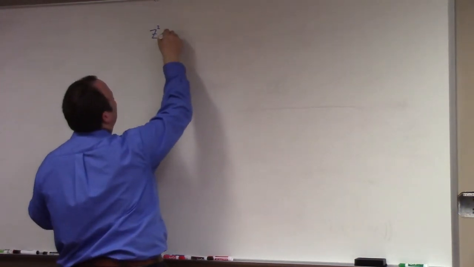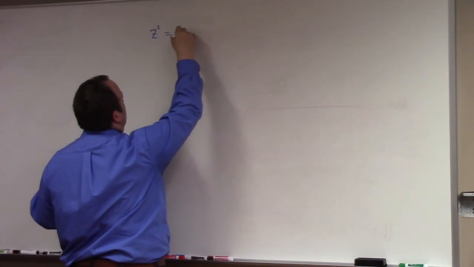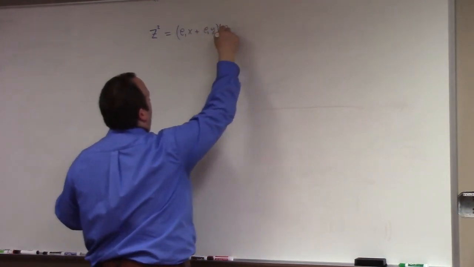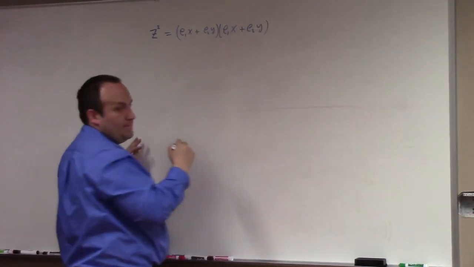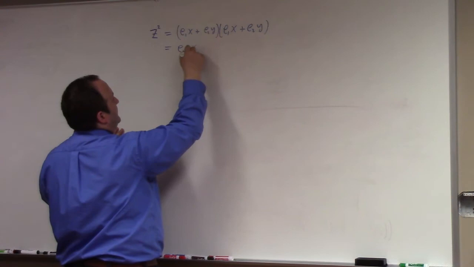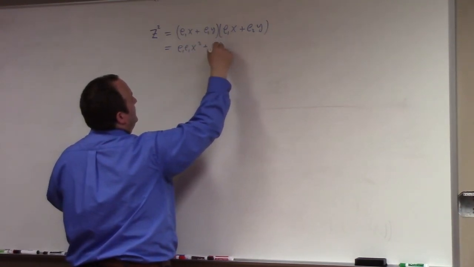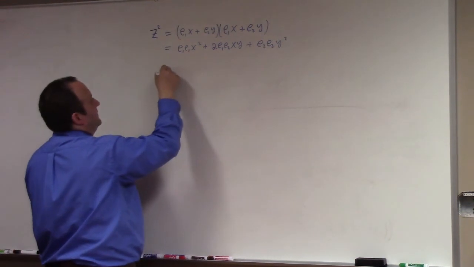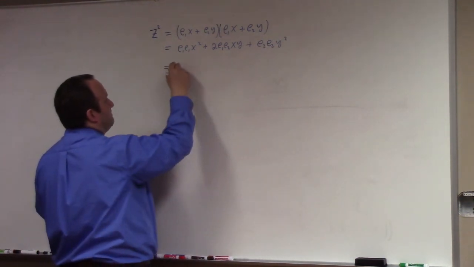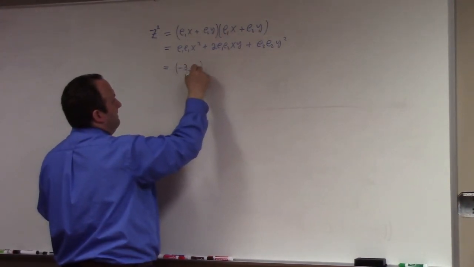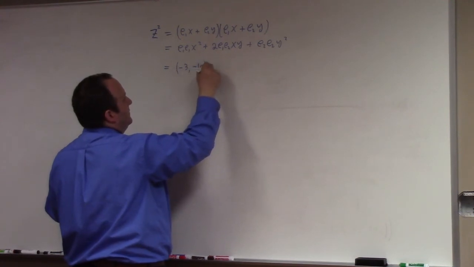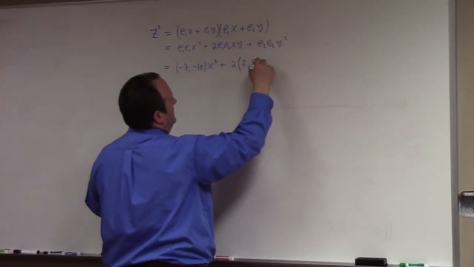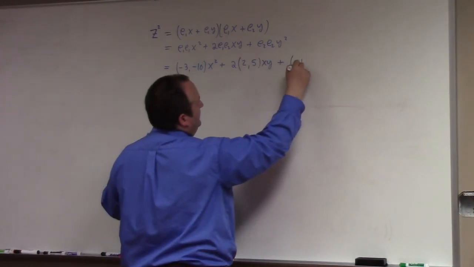Let's hear, Z squared. So we're looking at, how's it go? E1x plus E2y, right? And so we got E1x squared plus 2E1E2xy plus E2y squared. Now you guys have to remind me, what did E1 squared work out to? -3, -10 x squared. And what did E1E2 work out to? 2, 5. And then this, of course, was -1, -2. Can't forget that.